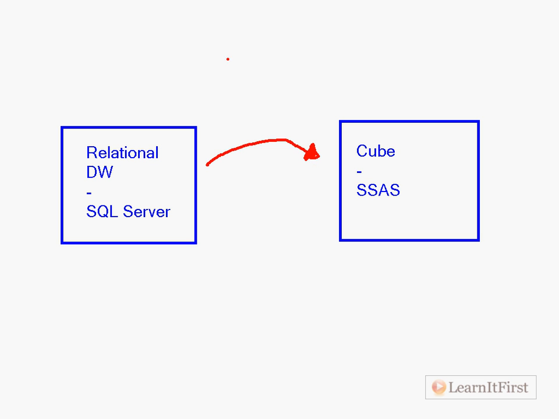Okay, so we call this processing the cube. So think of the cube as empty, and when you process the cube, it's going to select all of the rows from the relational data warehouse and perform all of the aggregations. Now that's the initial process. Later on, subsequent processes may just be getting the rows that have changed since the last process, right?